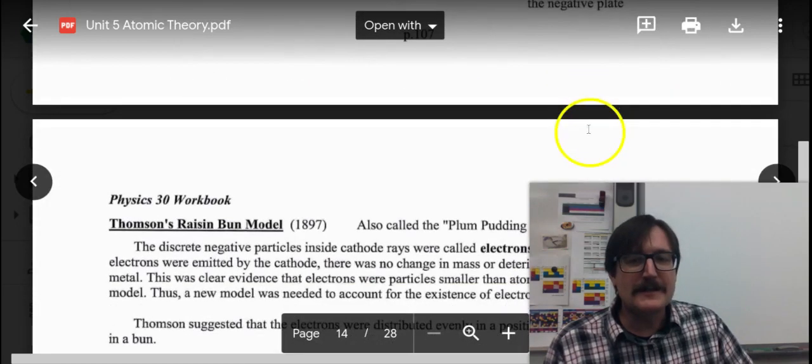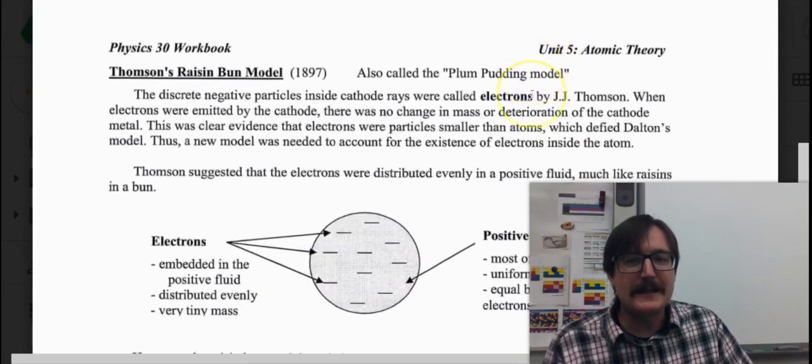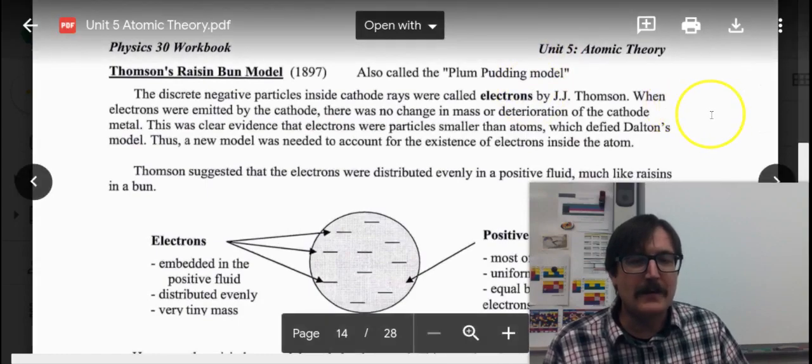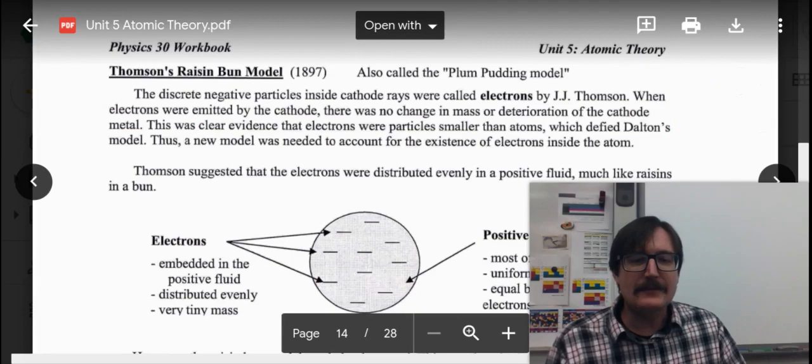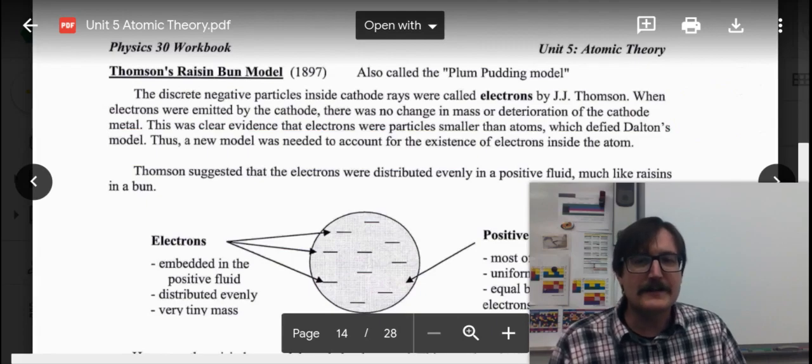Okay, let's look at Thomson's raisin bun model in 1897. We also call it the plum pudding model. Discrete negative particles inside cathode rays were called electrons by J.J. Thomson. When electrons were emitted by the cathode, there was no change in mass or deterioration of the cathode metal. This was clear evidence that electrons were particles smaller than atoms, which defied Dalton's model. Thus, a new model was needed to account for the existence of electrons inside the atom.